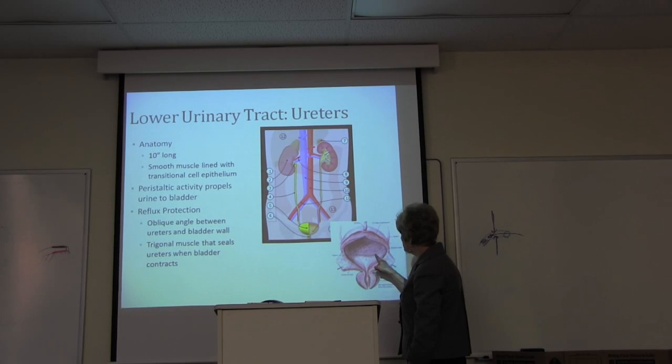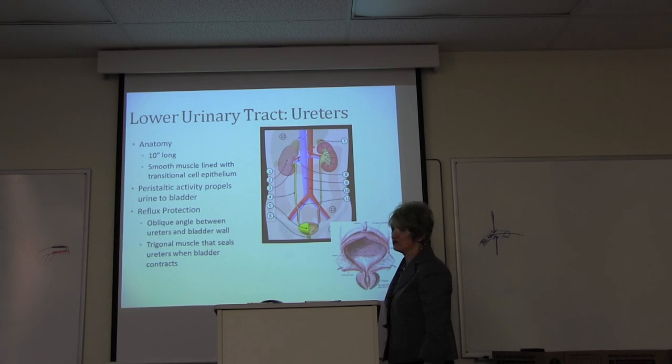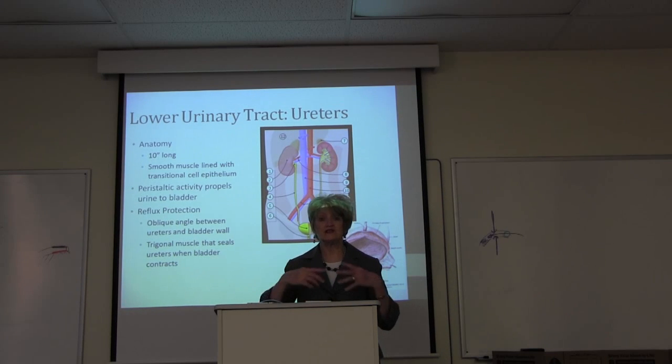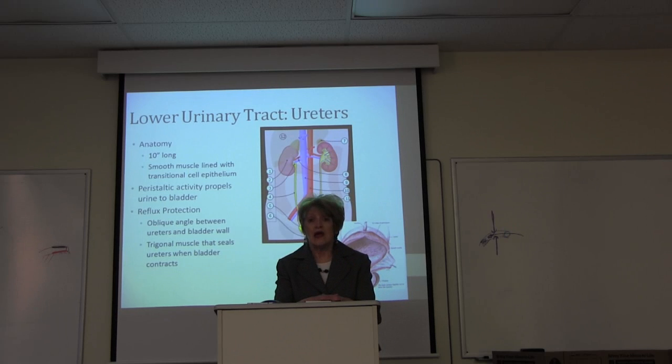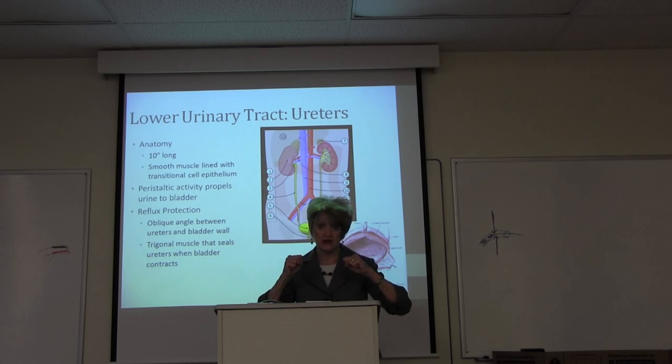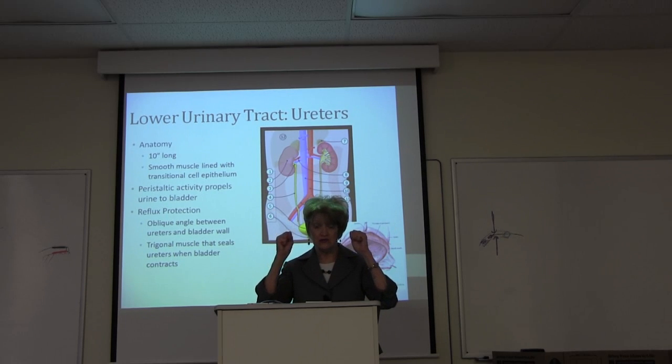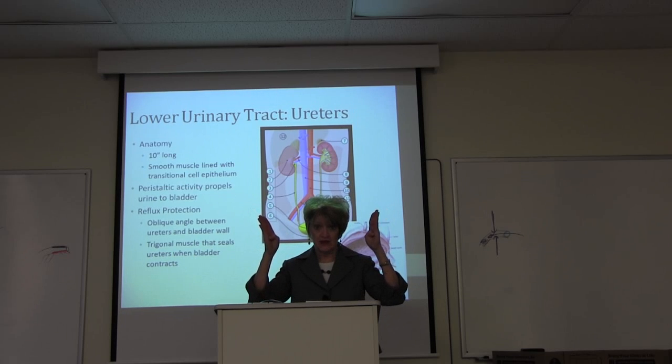And you actually have another layer of muscle called the trigonal muscle that surrounds the ureters. And whenever the bladder contracts, whenever the detrusor muscle of the bladder contracts, that trigonal muscle also contracts to squeeze the ureters shut. So when the bladder contracts, the ureters are sealed, so you get no reflux.